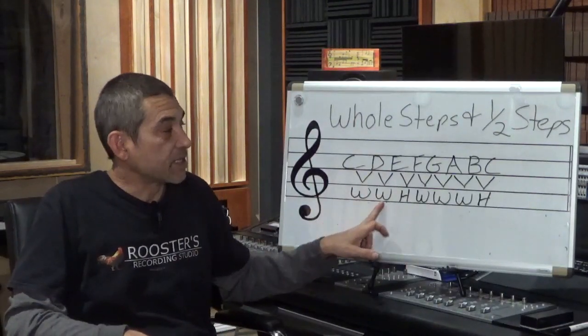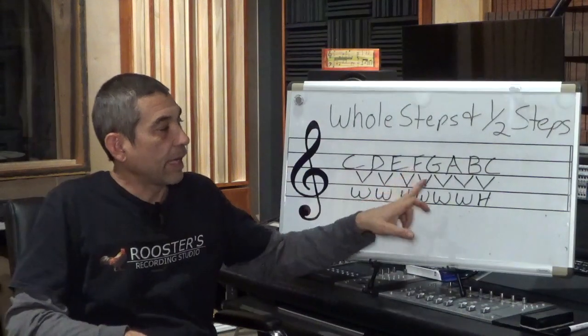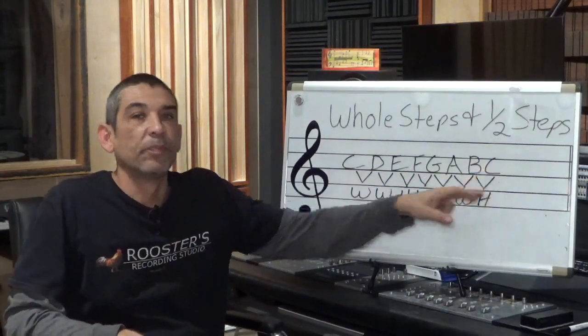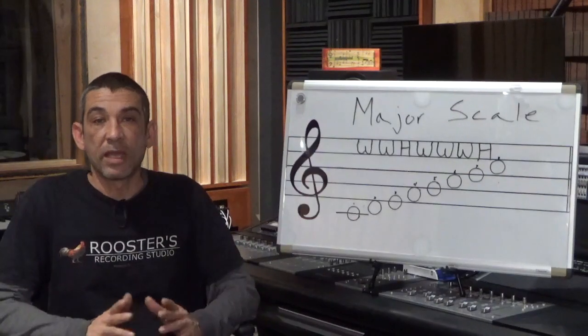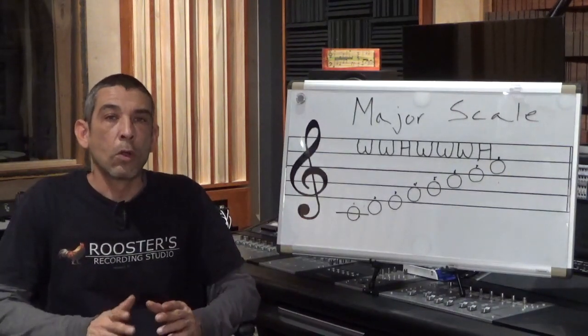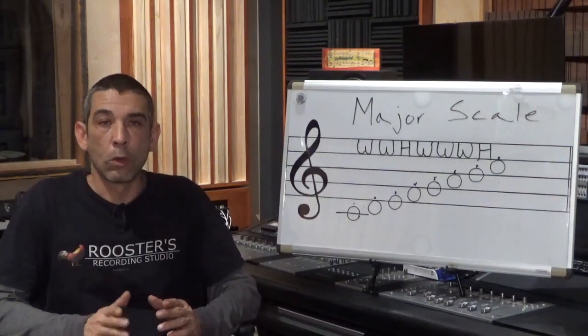If you see this example, you'll notice that there's whole steps between all the notes except between E and F and between B and C. So if you look at a piano, there are no black keys in between B and C and E and F. So the intervals to make a major scale are whole, whole, half, whole, whole, whole, half.